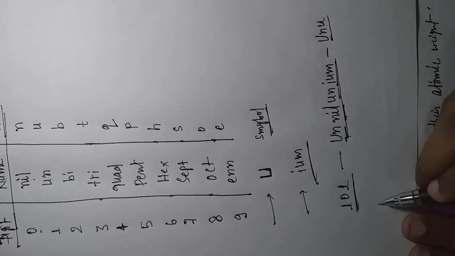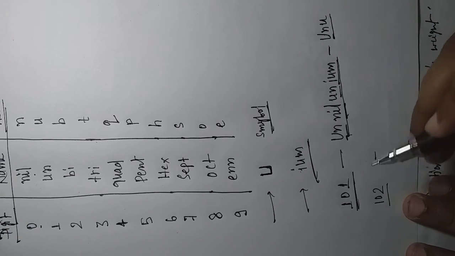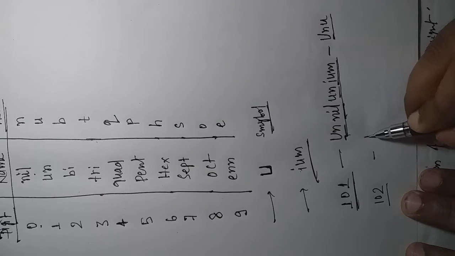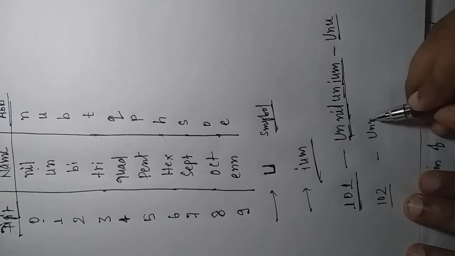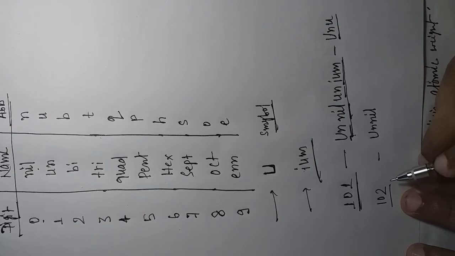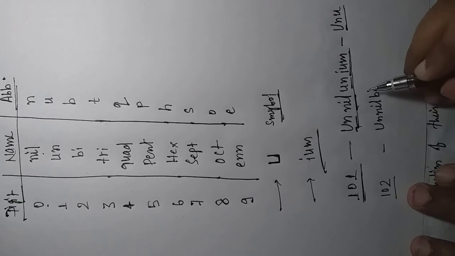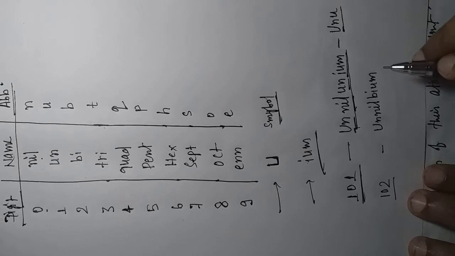Second, we are looking for number 102. Whenever you are writing 102, collect the little data from the table. 1 is un, so you can keep capital U for un. Then again you will add nil, and for 2 you are using bi. And then ium, so double I, so we will keep only one I, ium, right?